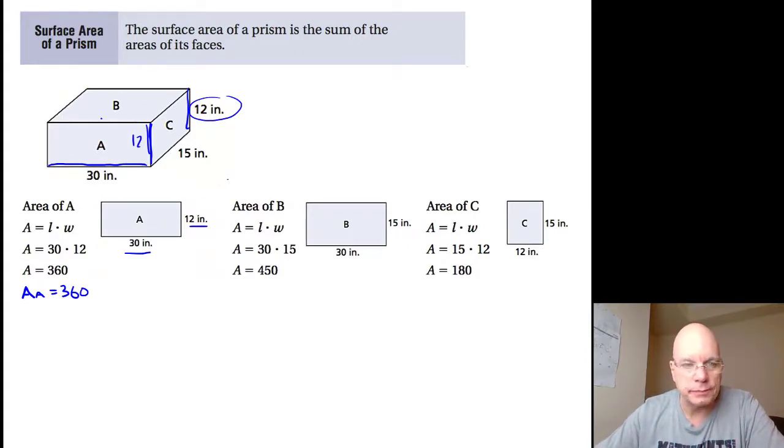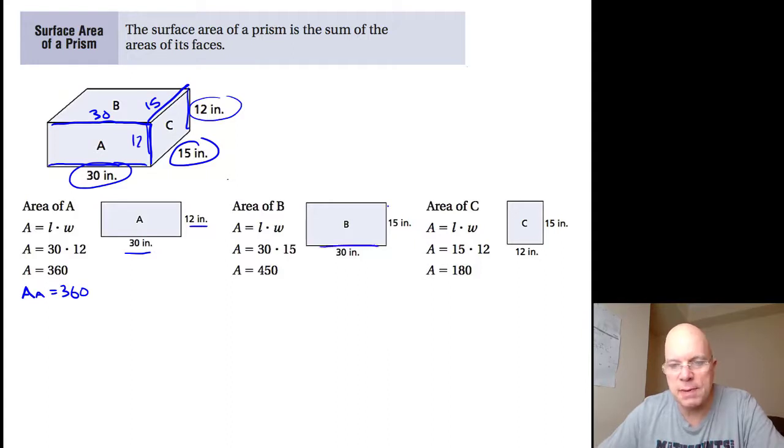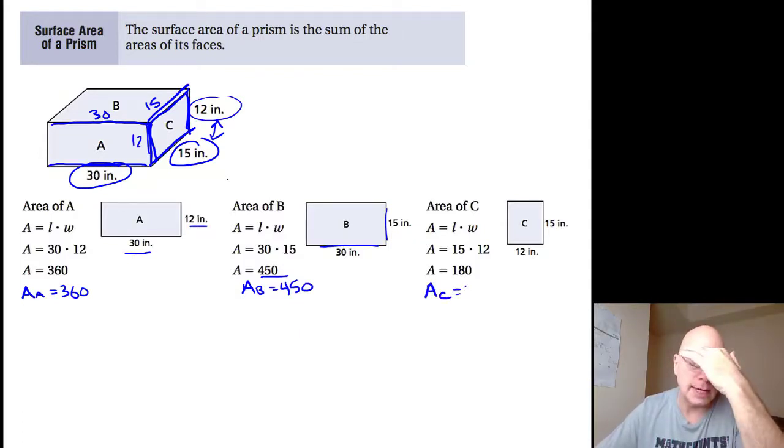Rectangle B, I don't see any dimensions on rectangle B, but I know this distance must be the same as this, so this is 30, and I know this must be the same as this, 15, and so you see it's been sketched here, the 30 by 15 rectangle with an area of 450, so the area of face B is 450. Face C is this face on the side, and its dimensions are clearly labeled, easy to find. It's a 12 by 15 rectangle, so an area of 180. And so I would use subscript notation and say area of face C is 180.